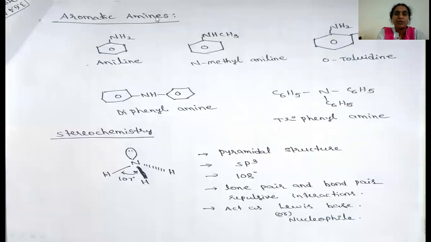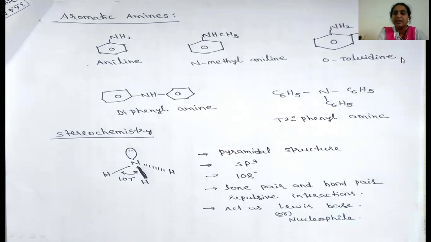Next, coming to the aromatic amines, these are a few examples of aromatic amines. The best example of aromatic amines is aniline. Aniline is nothing but an NH2 group as a substituent on an aromatic ring. And here this is called N-methyl aniline. And in this compound, this is called orthotolidine.